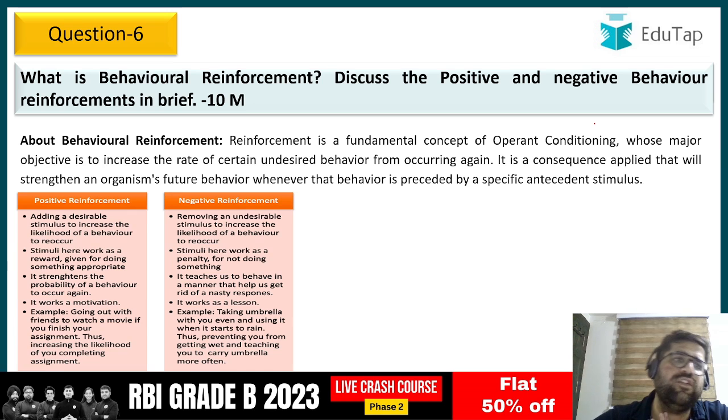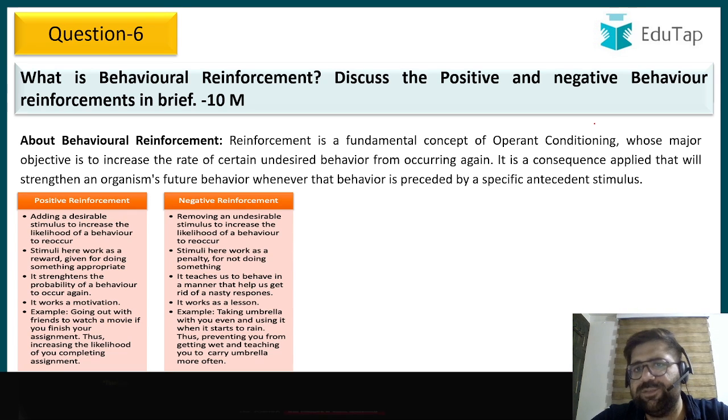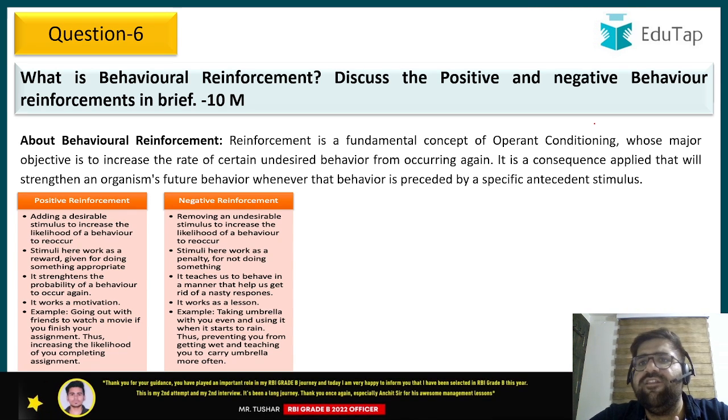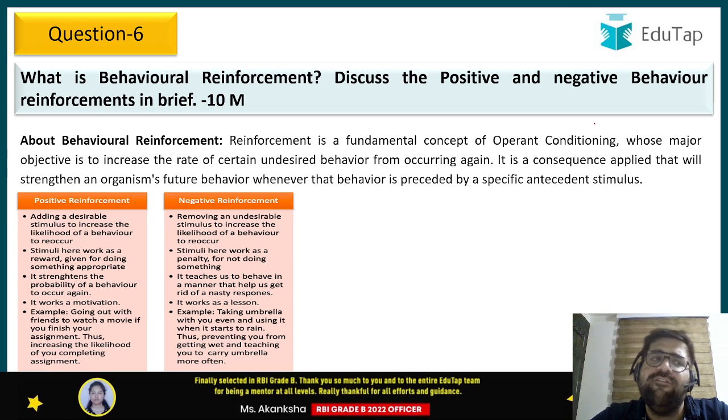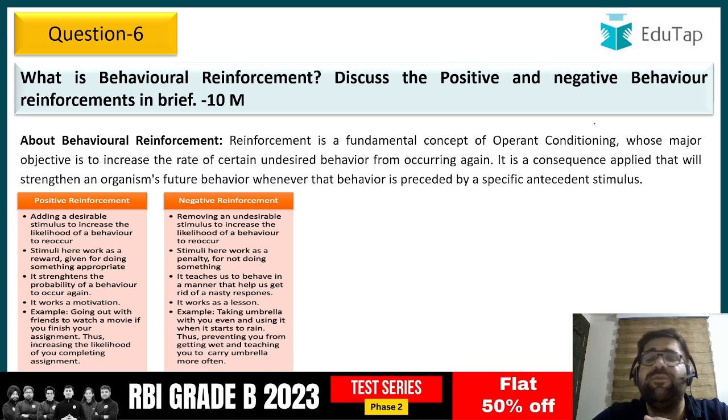Question number 6 talks regarding what is behavioral reinforcements. Discuss the positive and negative behavioral reinforcements. Now, this question talks regarding your, I would say, reinforcement topic, which is covered in your motivation, which is covered in your personality, which is also covered in the concept of nudge theory as well. So, a very wide variety of topic. If I was in your place, I would have left this particular question and I would have attempted the other 2 questions in 10 marker.